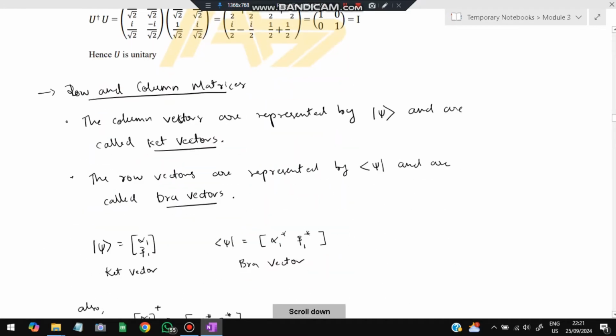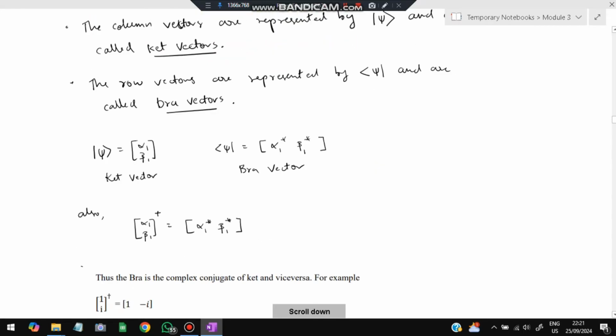Next we have the row and column matrices. Okay, so the column vectors are represented by this symbol, the wave function, and are called ket vectors, and the row vectors are represented by this symbol and are called bra vectors. Okay, so here we have the ket vector alpha 1 beta 1, and here we have the bra vector. So just the symbol changed here. Okay, so this is the row and this is the column matrix.